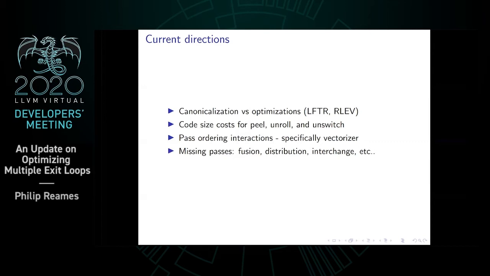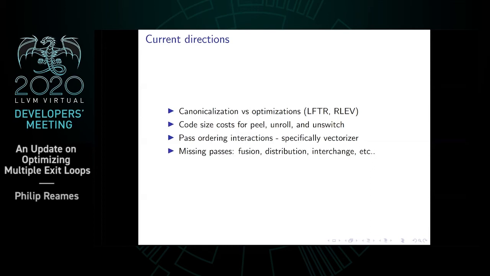Finally, we have a number of passes that we simply haven't gotten to yet. The main ones are loop fusion, distribution, and interchange. I personally have not looked at these much at all yet, just because they don't tend to be that important in the workloads that I'm looking at. If anyone is interested in standalone work in this area, each of these would be independently, I think, a relatively straightforward project to pick up and continue.